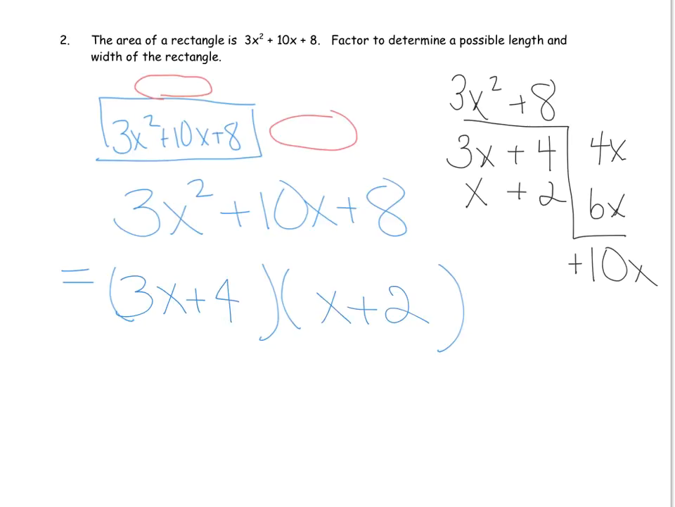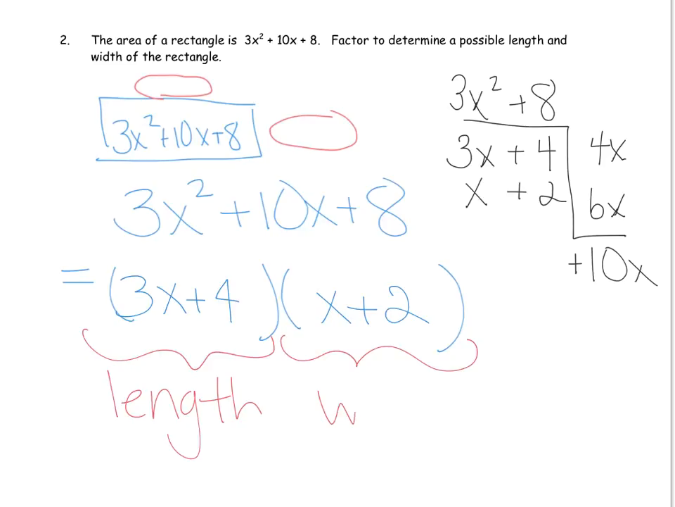Okay, so this is obviously a possible length, and this is obviously a possible width. Does it matter which one's which? Not really. You don't really know until you actually put values in. But just like we always say for our box, it doesn't matter which one's length and width. But these are both expressions that represent the length and width for a box with that area. Okay, so hopefully those make sense.